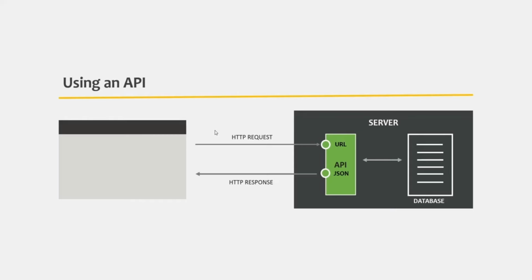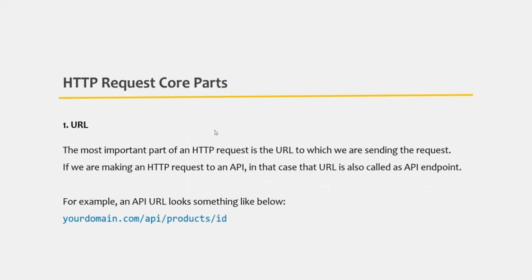Alright, now before we start sending the HTTP request to the server, let's have a brief overview of how an HTTP request works. An HTTP request is made up of some core parts which are important to understand. Once we understand them, it will be easy to work with HTTP requests and responses. So the most important part of an HTTP request is the URL to which we are sending the request. If we are making an HTTP request to an API, the URL is also called an API endpoint. And an API endpoint looks something like this. So here we have a domain name slash some route parameters.